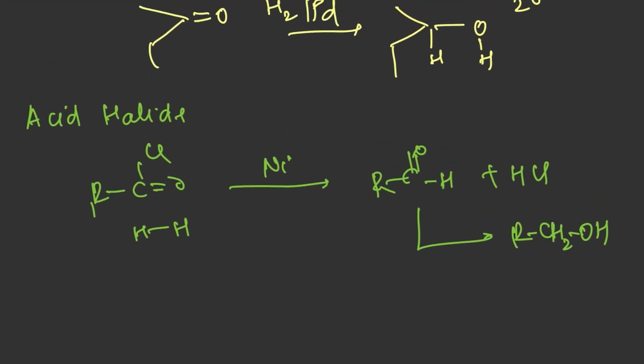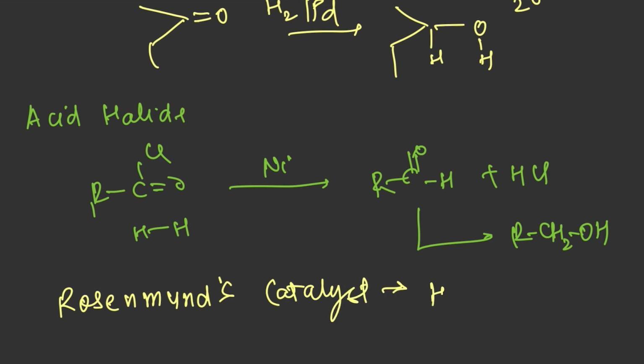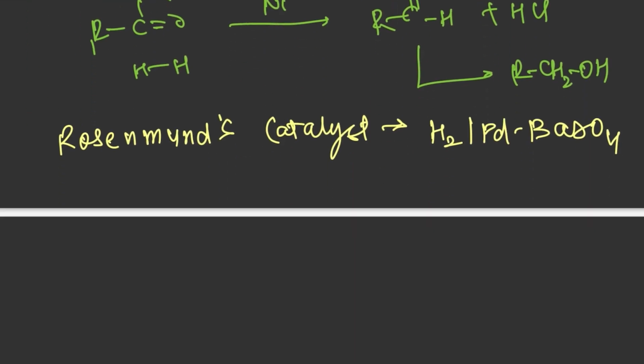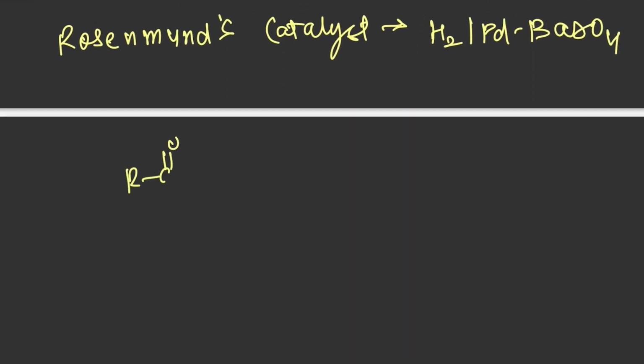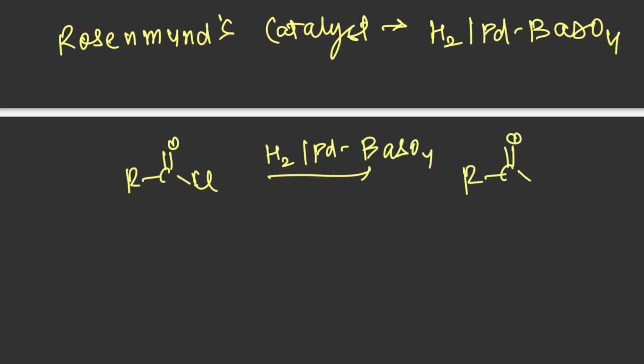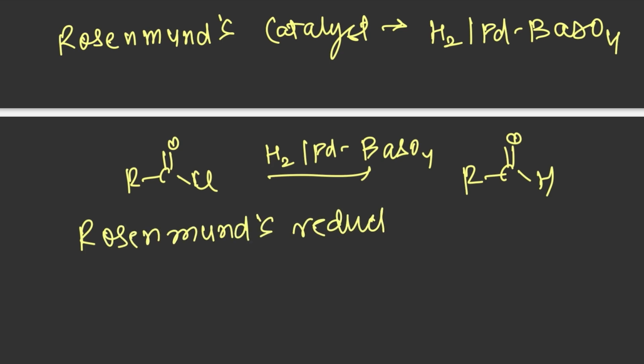But when we use the Rosenmund catalyst, what is Rosenmund catalyst? The hydrogen with palladium with BaSO4. So BaSO4 acts as a poison. So it holds the reaction. We have acyl chloride, H2 Pd, BaSO4. It holds the reaction and forms aldehyde. And this reaction is known as Rosenmund's reduction.